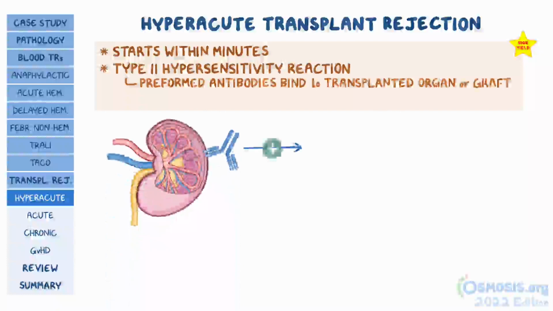This leads to the activation of the complement system, which normally helps the immune system destroy foreign bodies like pathogens. So, complement activation results in a strong inflammatory response against the graft.